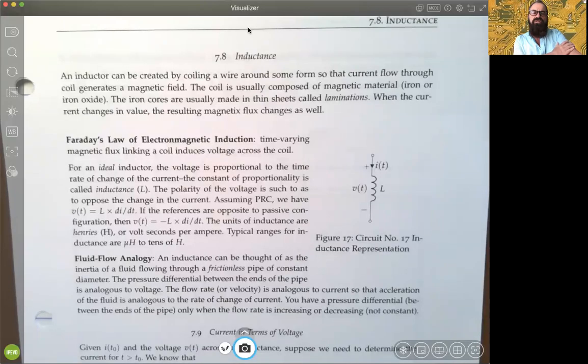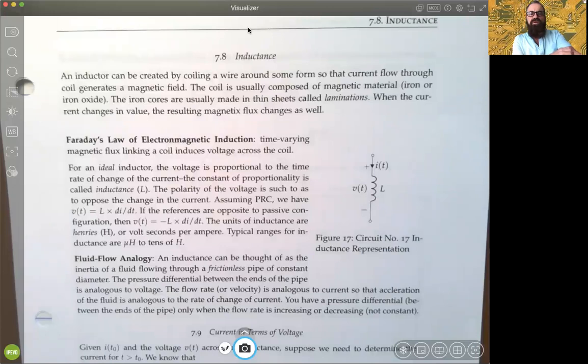The remaining sections of Chapter 7 in the ECE 301 workbook are concerned with inductance. We've already dealt with resistance, we've dealt with capacitance, and then the final major circuit element type we're considering, other than our voltage and current sources, is inductance.